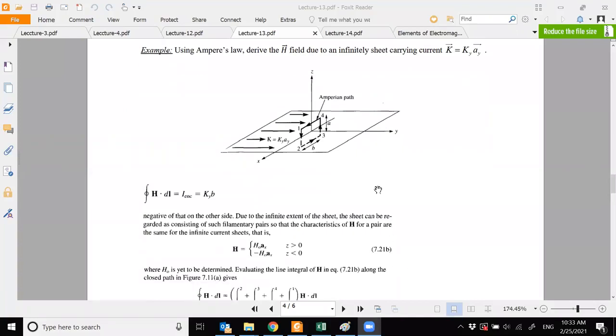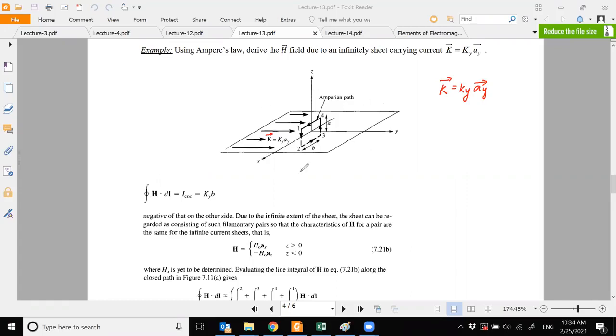Okay, so here we are doing it for a sheet. So you have an infinite sheet, and this sheet is carrying a current. The current is K bar is equal to Ky ay. This is the sheet current, which is flowing here. It has only one component, Ky ay. This is my current.